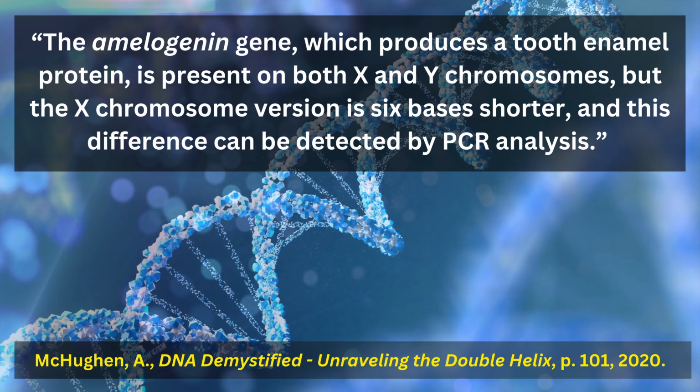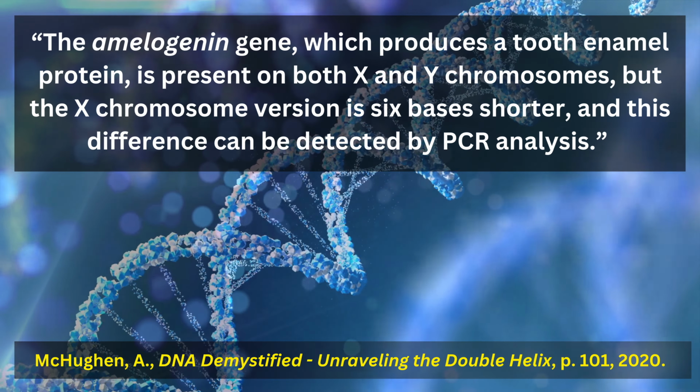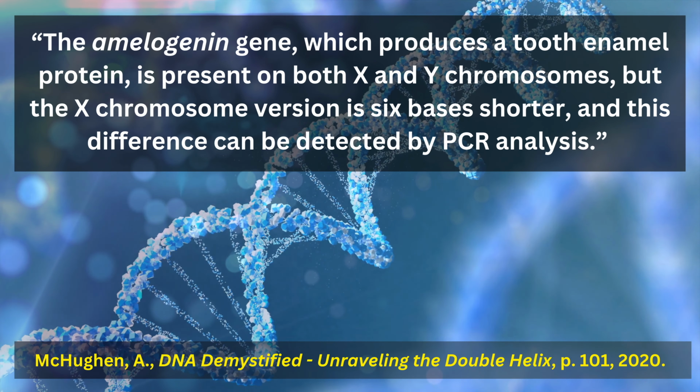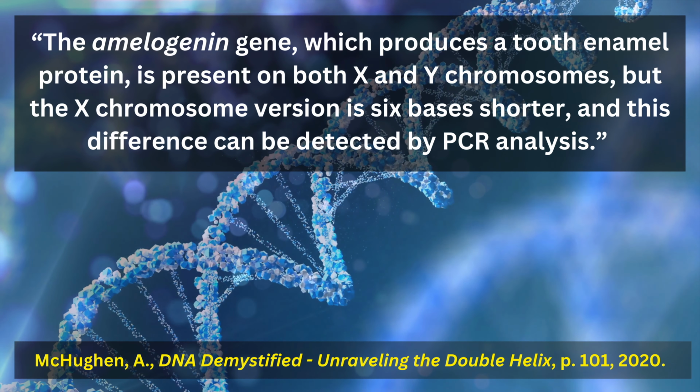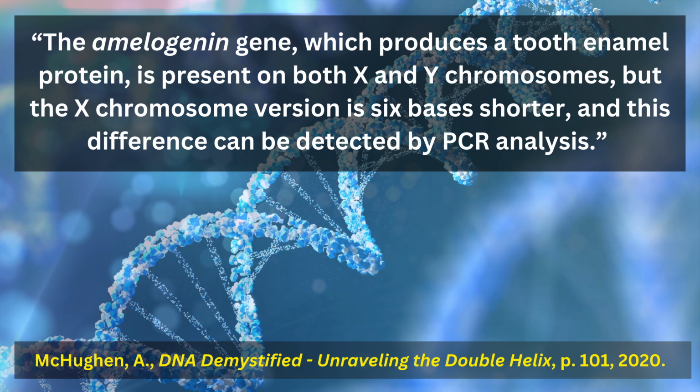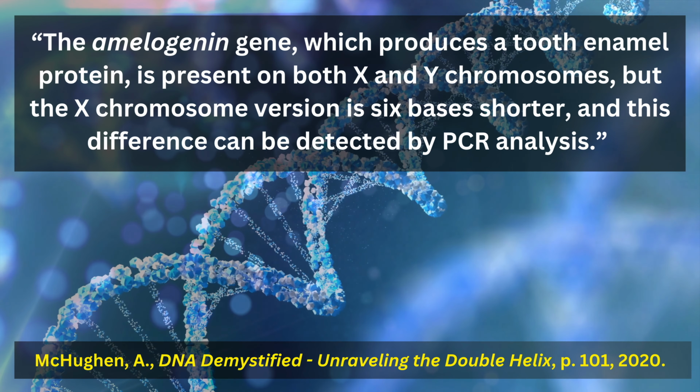This is how one professor of genetics describes the situation. The amelogenin gene, which produces a tooth enamel protein, is present on both X and Y chromosomes, but the X chromosome version is 6 bases shorter, and this difference can be detected by PCR analysis. Okay, so I'm going to come back later to the rest of that quote, but before I elaborate on it more, I want you to consider two separate scenarios.